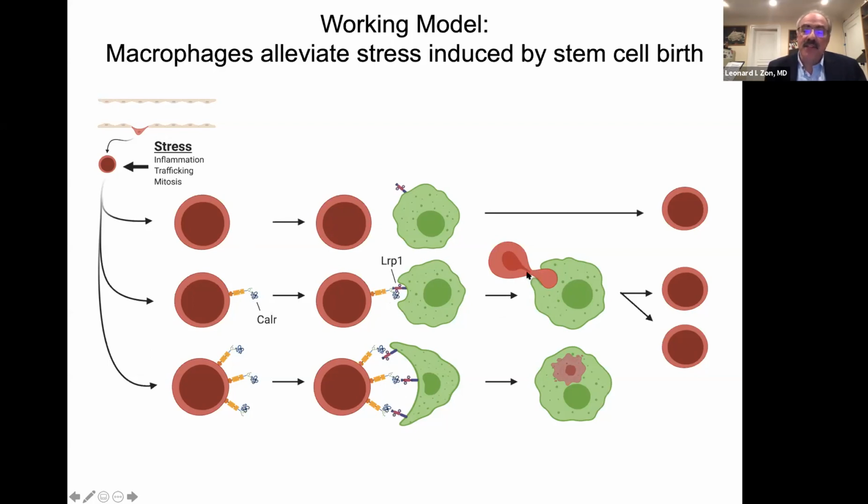Ultimately, the stem cell that's groomed goes on to divide. If there's too much calreticulin on the cell, then these macrophages will fully engulf the stem cell and kill it. This happens about 80% of the time, the middle one, and the bottom one happens about 20% of the time.